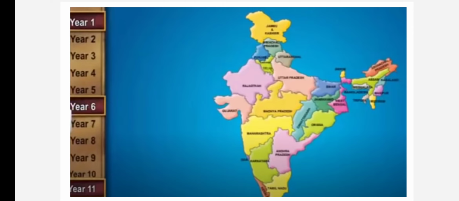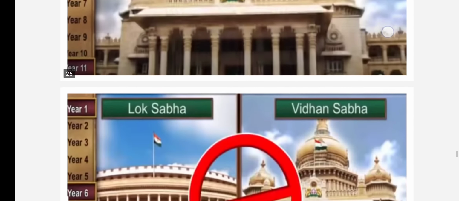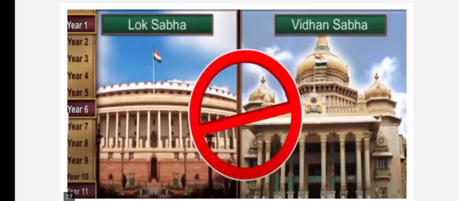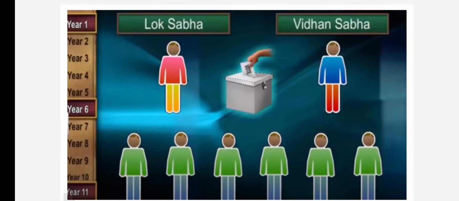Every 5 years, the Lok Sabha and the Vidhan Sabha are dissolved, and the people elect new representatives. It is known as general elections.